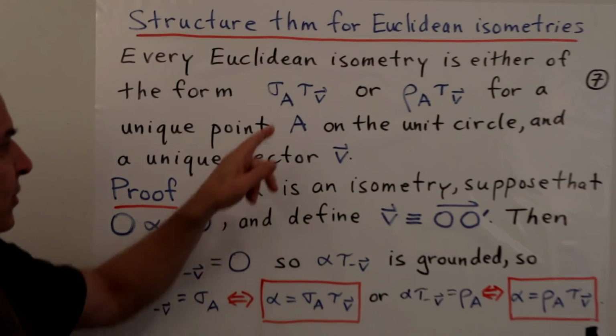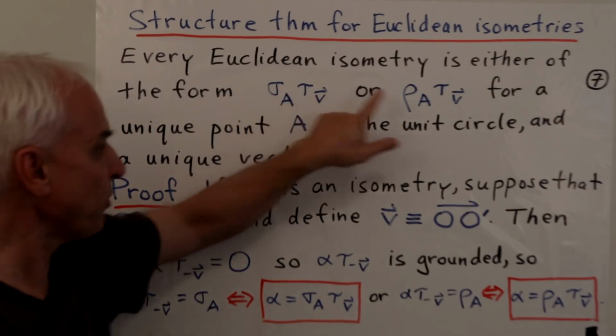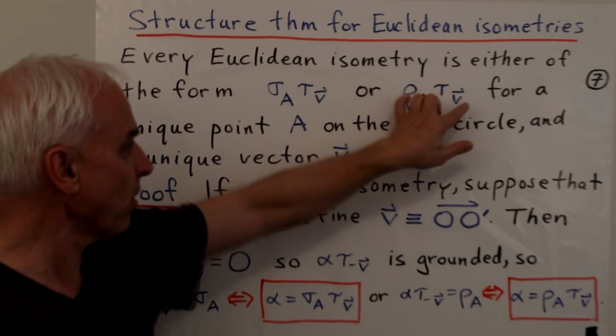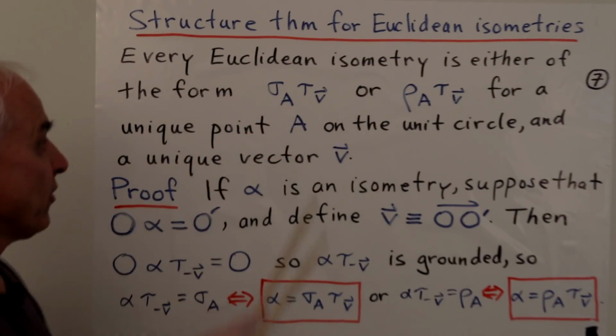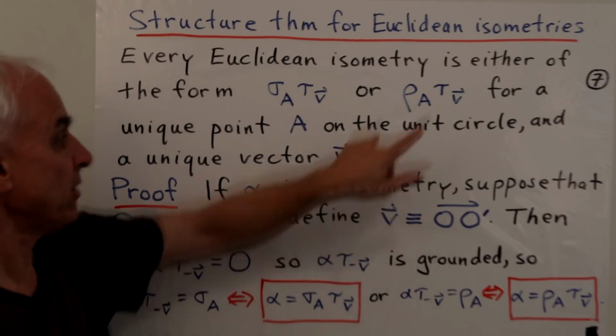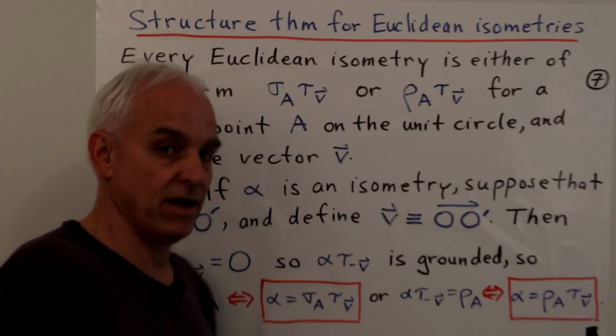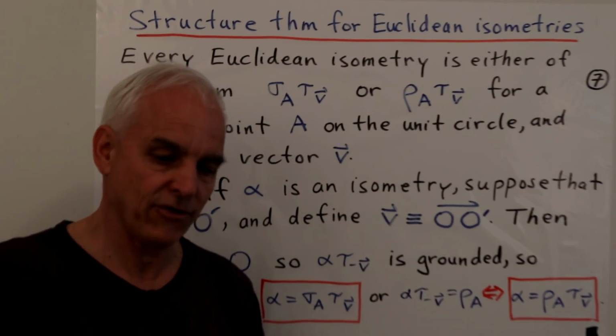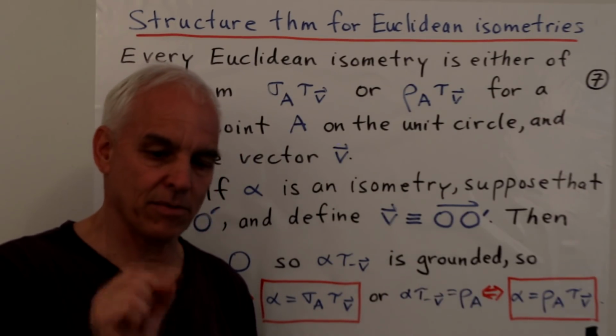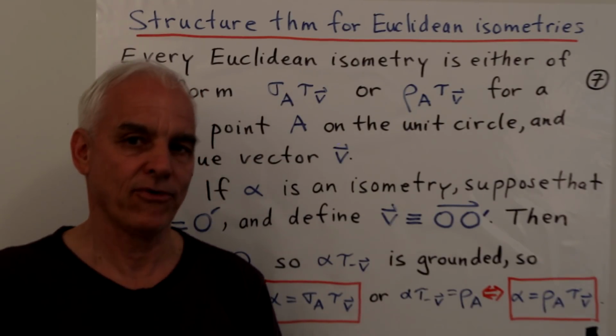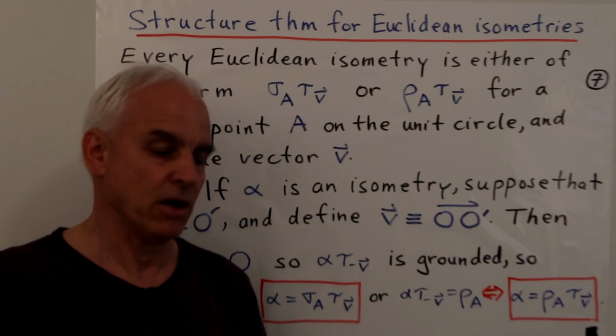So there's no isometry that is both of this kind and of this kind; it's either of this kind or of this kind. And if it's of this kind, then there's a unique A and a unique v. If it's of this kind, there's a unique A, there's a unique v. So in all cases, we know exactly what the parameters or labels for building up isometries are.